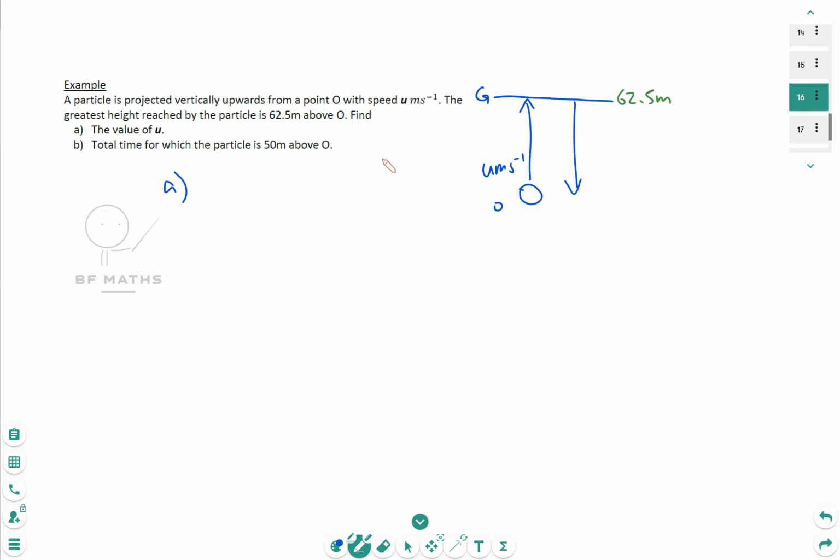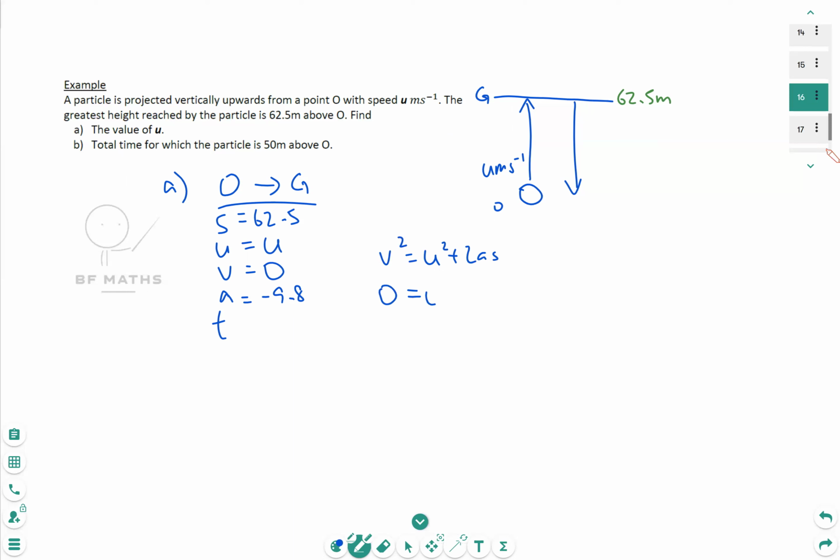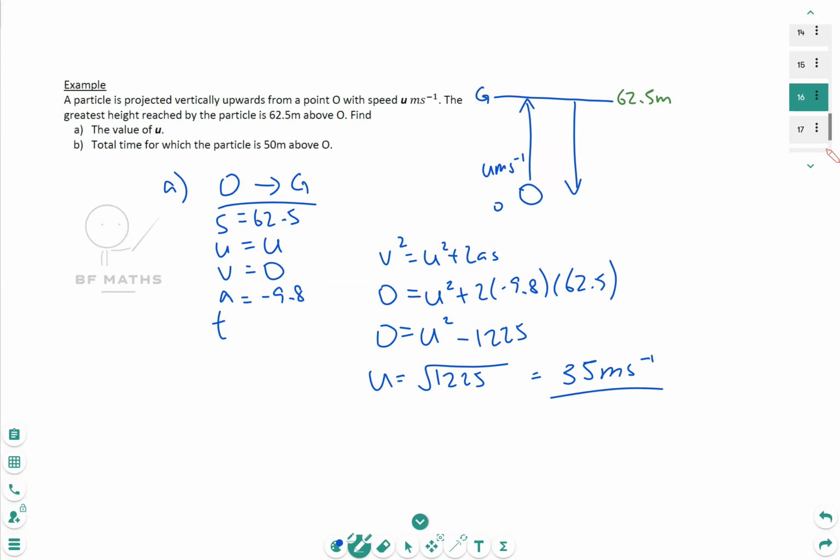So part A, we're given nothing but from point O to point G, right? Greatest height, G. So point O to point G. We know S is 62.5, U is unknown, V is 0, A is negative 9.8. So we have enough information. V squared equals U squared plus 2AS. V is 0, A is negative 9.8, S is 62.5. So 0 equals U squared, 2 times negative 9.8 times 62.5 is minus 1225. So bring the U over, square root. So U equals 35 meters per second. Nice.